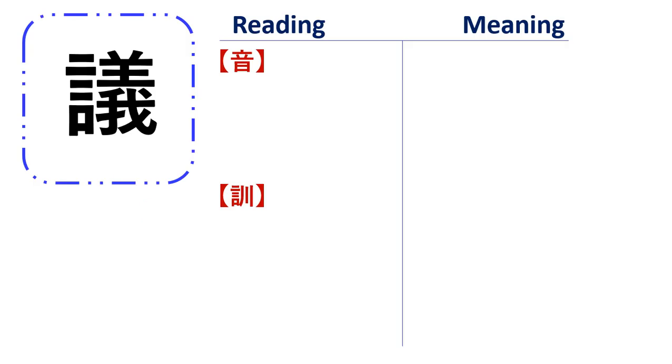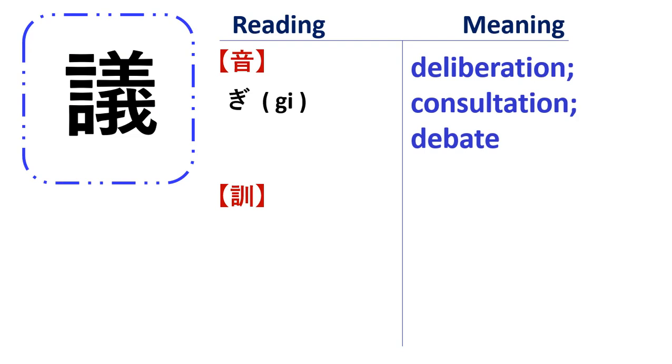The next, we are going to learn the kanji gi. This kanji has only the onyomi, gi, and the meaning is deliberation, consultation or debate. So this kanji has the meaning of debate. You can remember the keyword. It has only the onyomi, from the original Chinese sound gi. Next, let's see some examples.